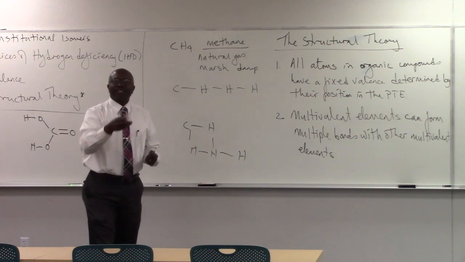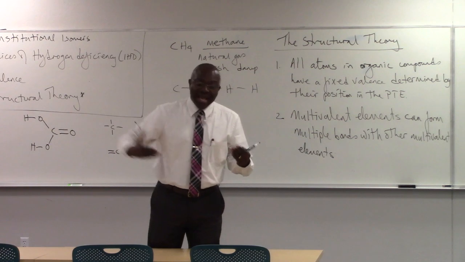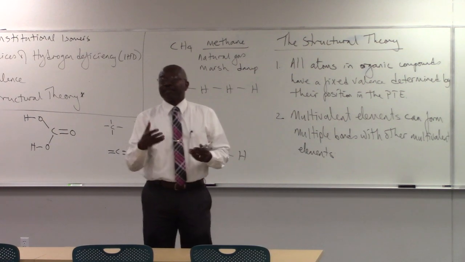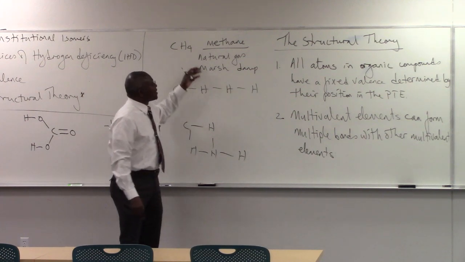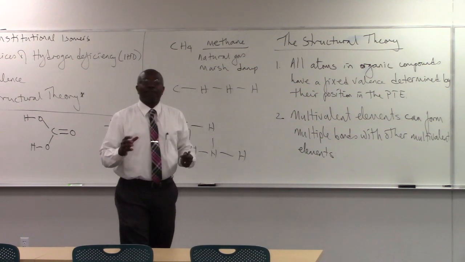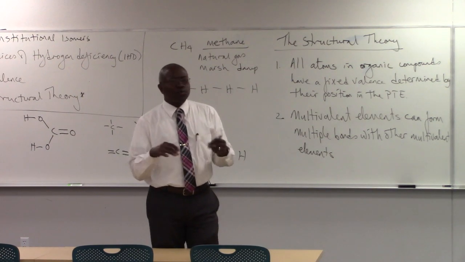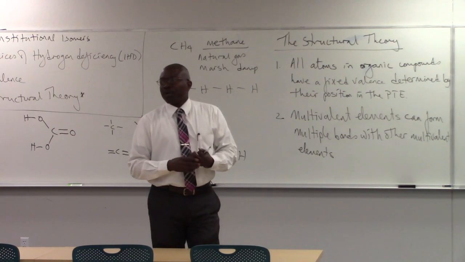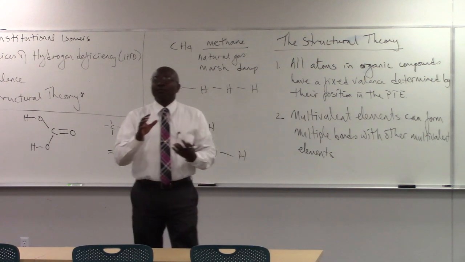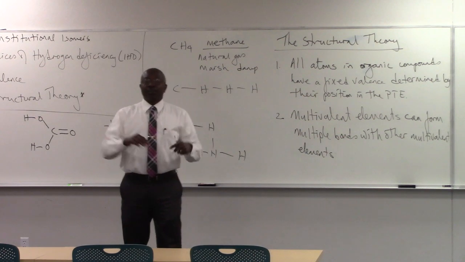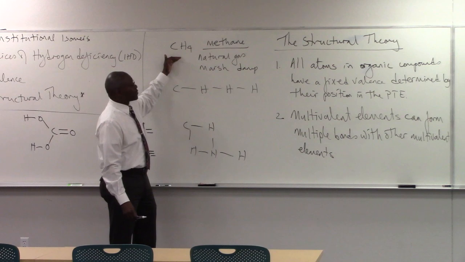Natural gas is the gas that's pumped into your homes. So if you have a gas stove at home and you're cooking, the gas that you're burning to cook your food is methane. And it's also the degradation product of anaerobic degradation. So in swampy land, where there's not a lot of oxygen in the water, there are bacteria called anaerobic bacteria that break down organic materials, and one of the products is methane. So it's called marsh damp.